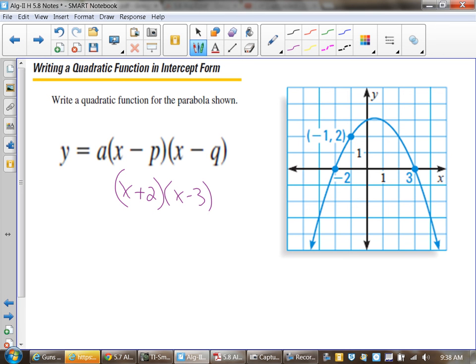Once again, I know that the point the parabola goes through is -1 and 2. What do you think I have to do with that -1 and 2? Plug it in for the x's and y's. So I know that 2 is going to have to equal a, and I have to substitute back in here: -1 plus 2, -1 minus 3. Watch your signs. You get 1 times -4, so you have -4a is 2. What's your value of a? Very good, -1/2.